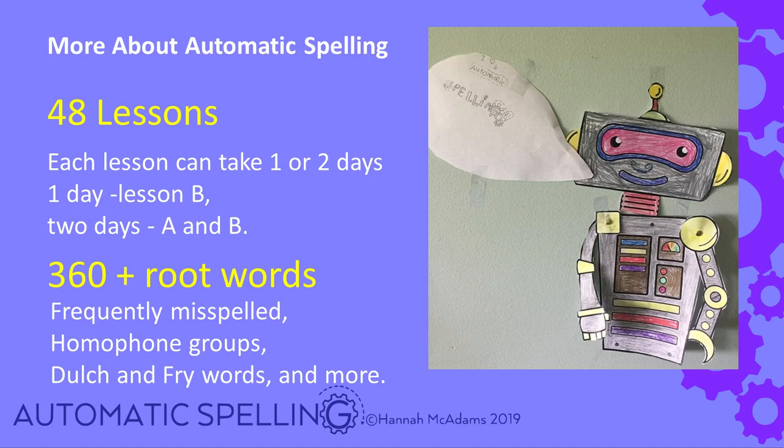But there have been days that I've thought, okay, we need to do both A and B. So the way that might work is you might be on lesson 9. If you choose to do the 2-day schedule, then you would do lesson 9A on Monday, lesson 9B on Tuesday, lesson 10A on Wednesday, and so on. If you choose just to do 1 day per lesson, then you would do lesson 9B on Monday, and then lesson 10B on Tuesday, and so on.